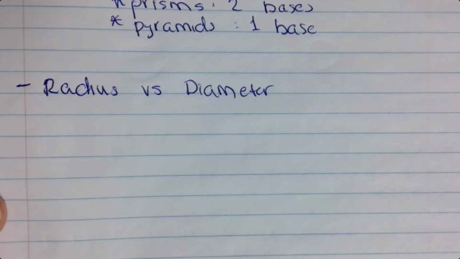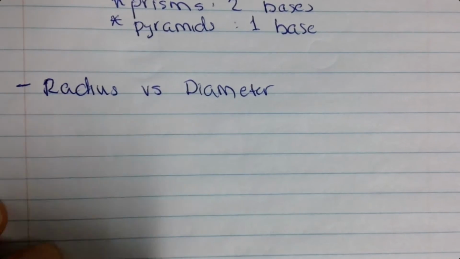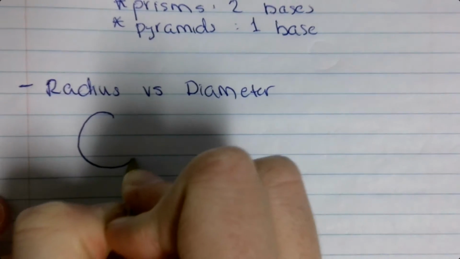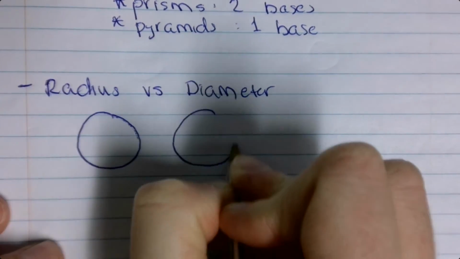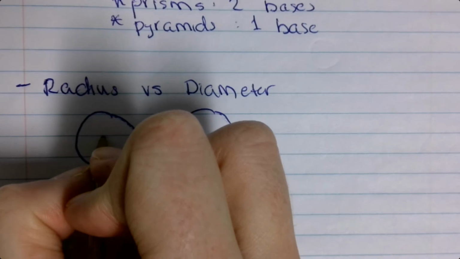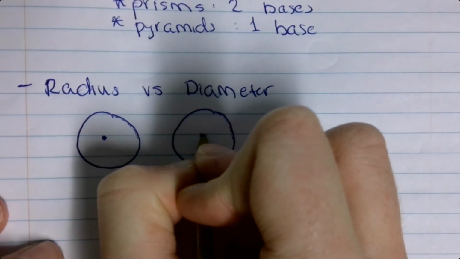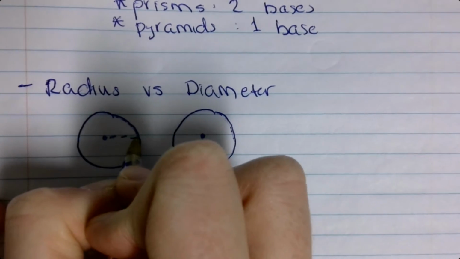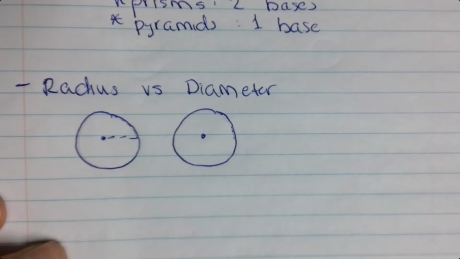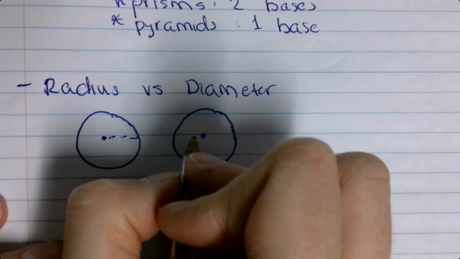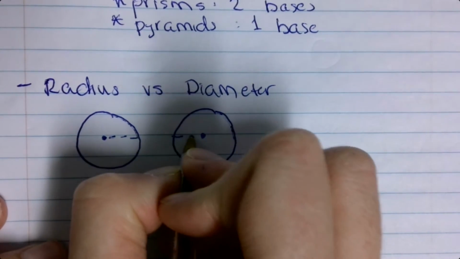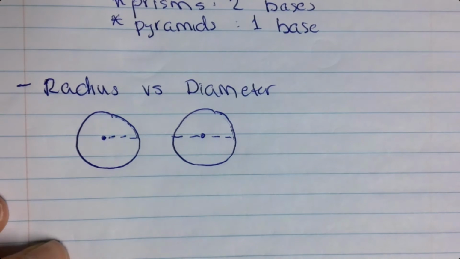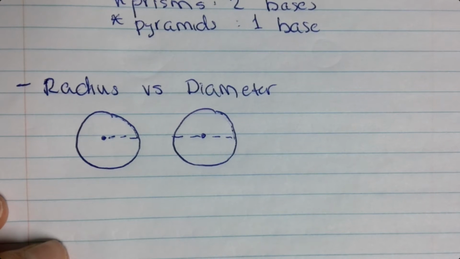Radius versus diameter. So do me a favor, draw two circles, 1, 2. In the middle of both, put a dot. On your radius one, start at the dot and go to any side of the circle. Doesn't matter if yours looks like mine. On your diameter, I want you to go all the way across your circle, but you have to go through the dot and touch both sides of the circle.